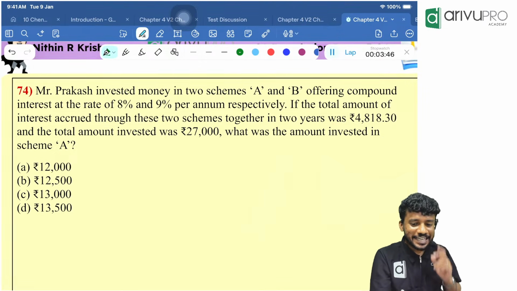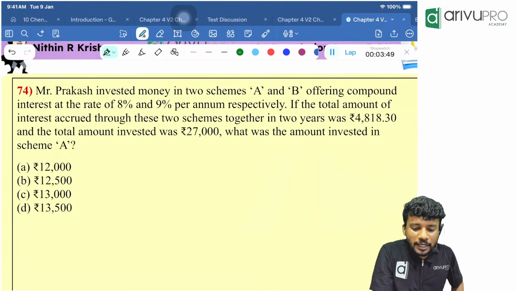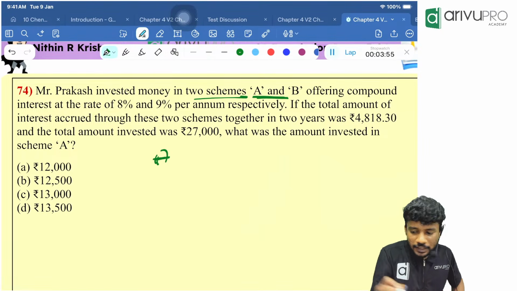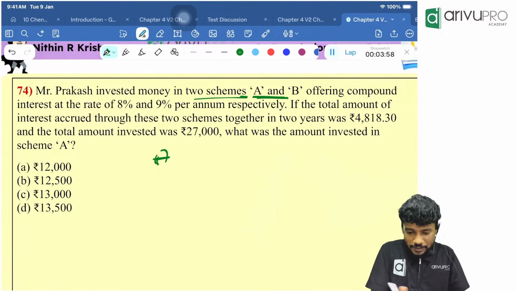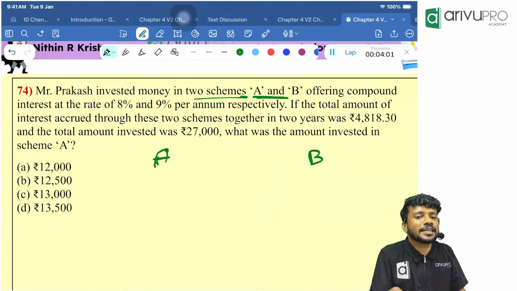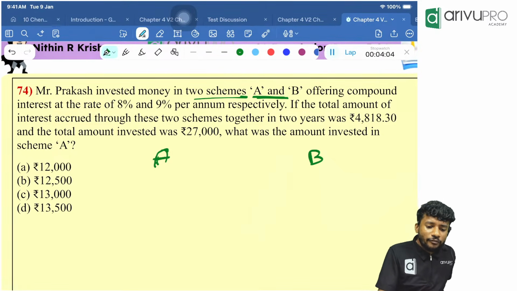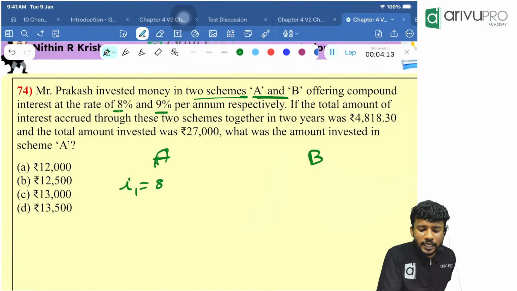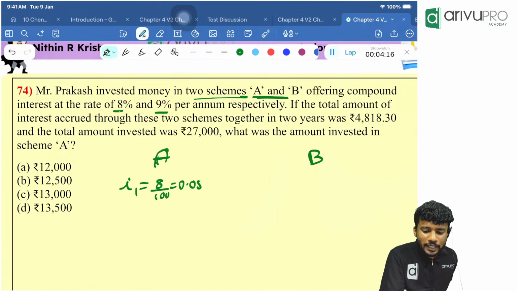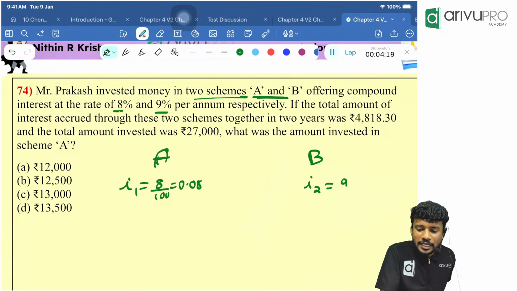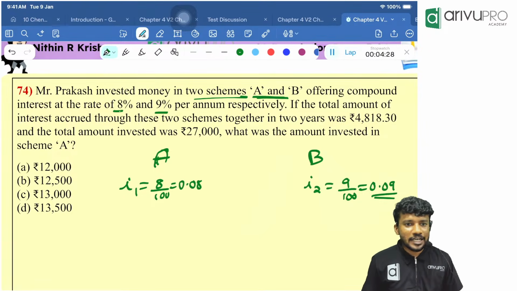Perfect. Look here. Mr. Prakash invested money in how many schemes? 2 schemes. Scheme A and scheme B. Then offering compound interest at 8% and 9% respectively. Can I say that I1 is equal to 8 by 100, which is 0.08? Can anyone tell me what is I2? That is 9 by 100, which is nothing but 0.09. We have I1, we have I2.